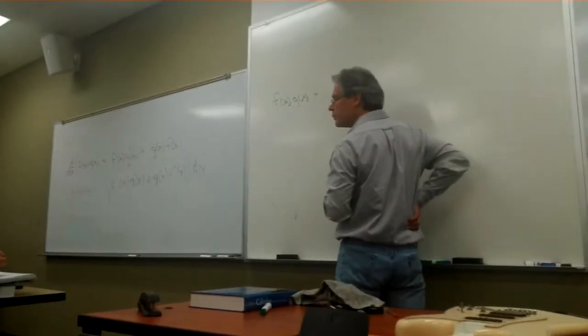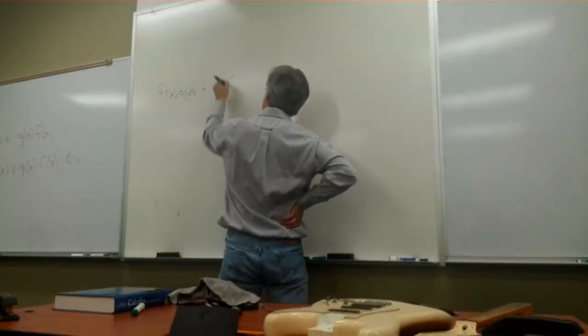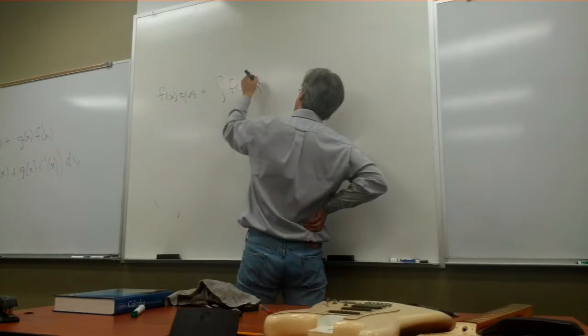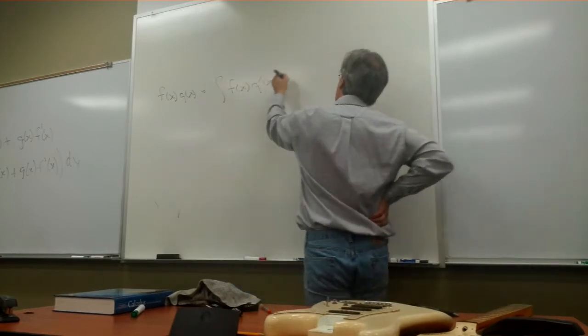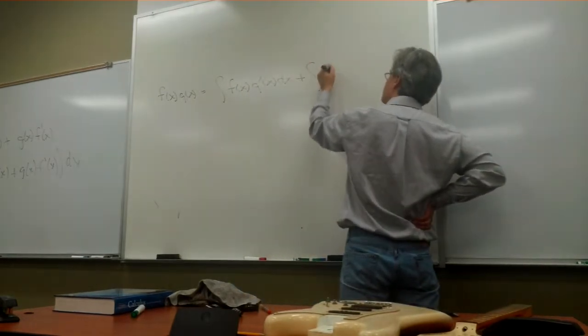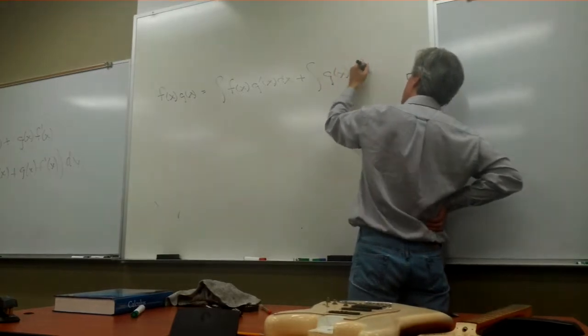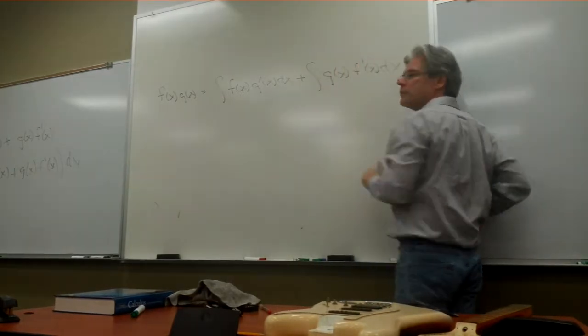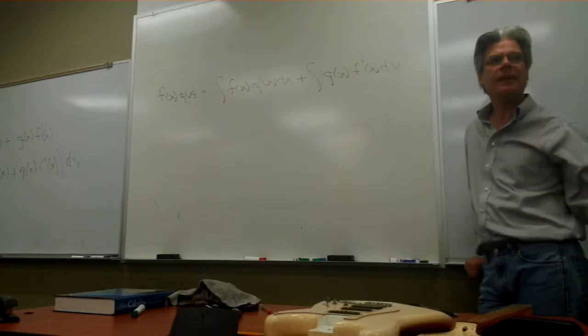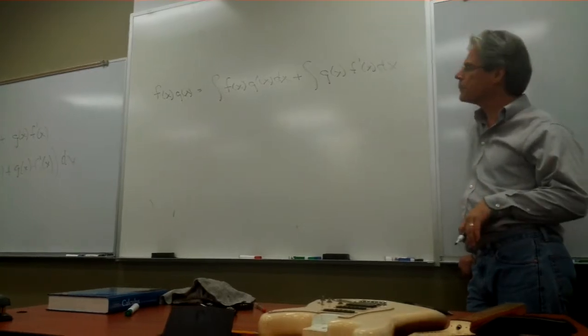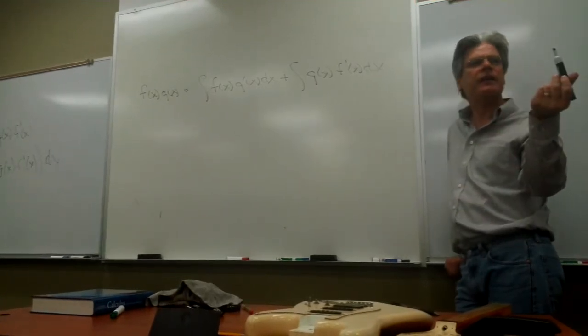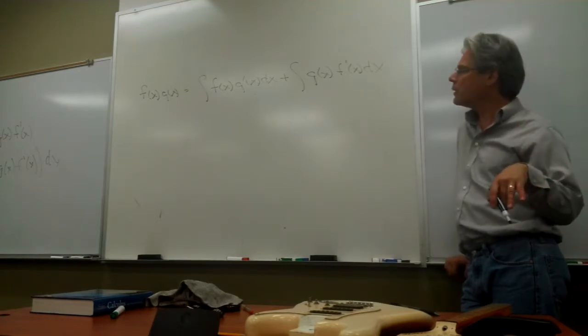Let me split up this integral. Let me write this as an integral of f of x, g prime of x with respect to x, plus the integral of g of x, f prime of x with respect to x. I'm just playing, and everything I'm doing is very simplistic. But you know what? I'm wasting ink. There's too much writing. Can I abbreviate this?